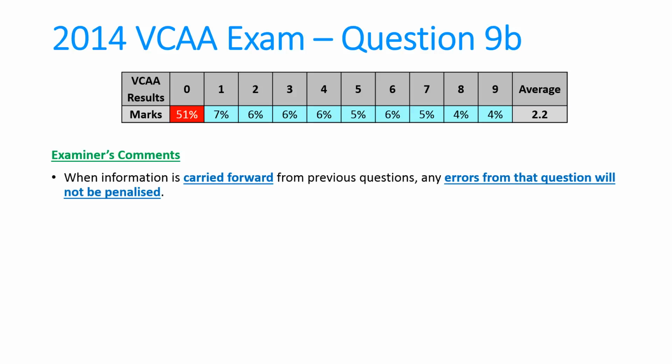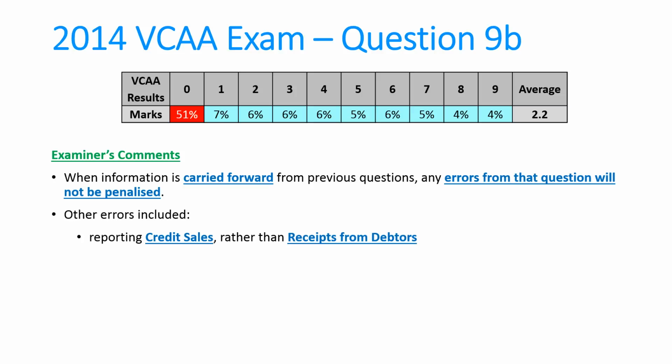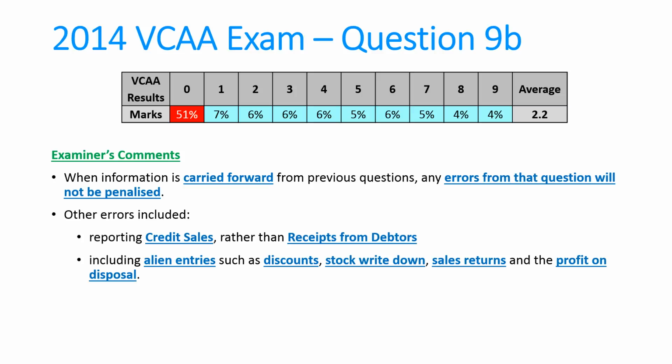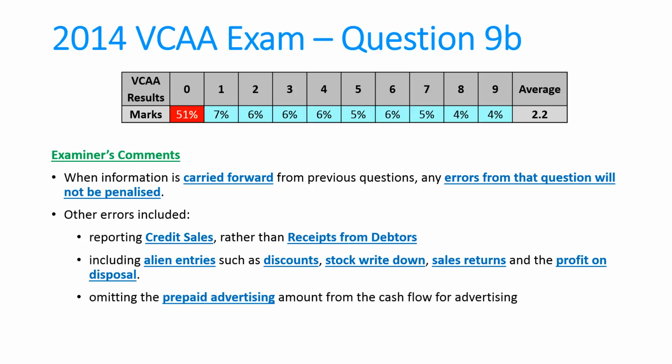First of all, the examiners made a comment, even if you got some questions wrong in 9A, some numbers, as long as you carry forward those wrong numbers, you're going to be fine. Other errors included putting in credit sales. That's not a cash item, so we should have put in receipts from debtors. Also putting in an alien entry, which refers to an item that just doesn't belong. So in this case, discounts, stock write-downs, sales returns, and so on, they're just not cash items, so they shouldn't have gone in. Also missing the prepaid advertising from the previous balance sheet. We can see that we've prepaid for the next one. And also a lot of students prepared an income statement instead of a cash flow statement.